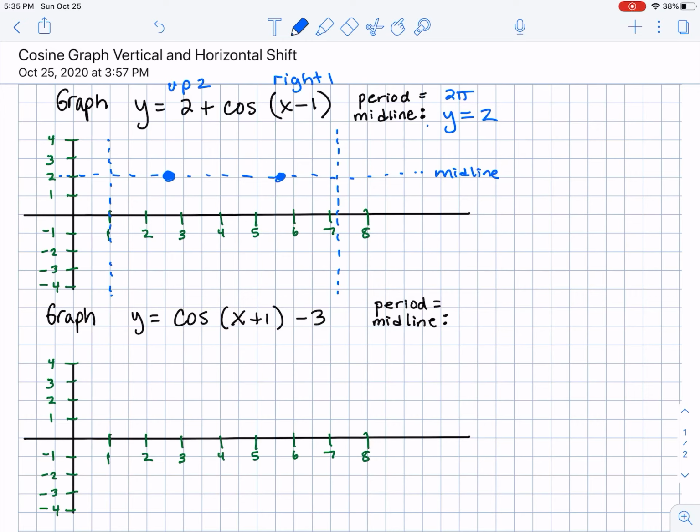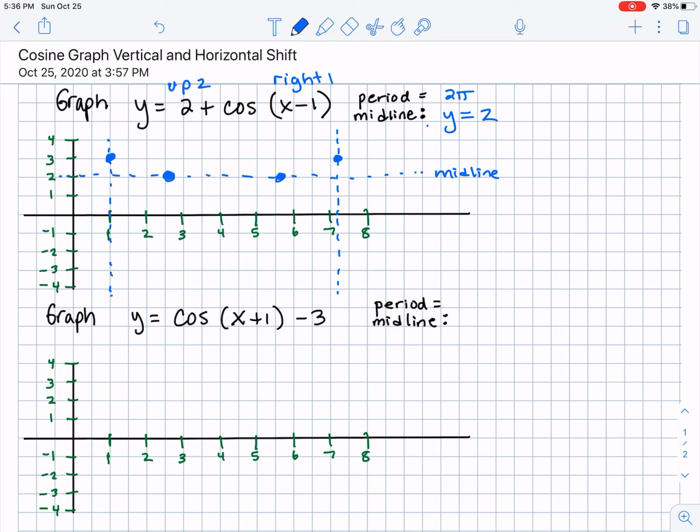And then if I have our 0, 1, and it moves right 1 and up 2, I'm going to be at 1, 3. And that would mean I'm going to have the other maximum at 7.283 as well. Okay.